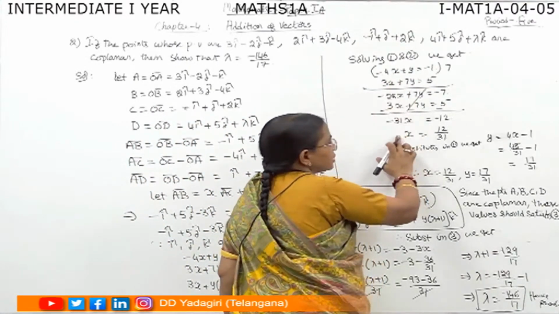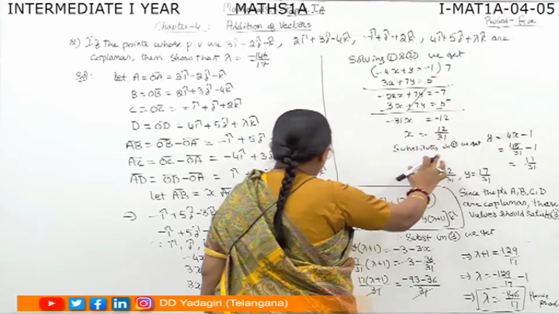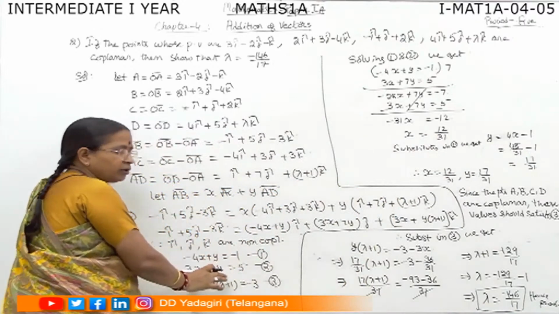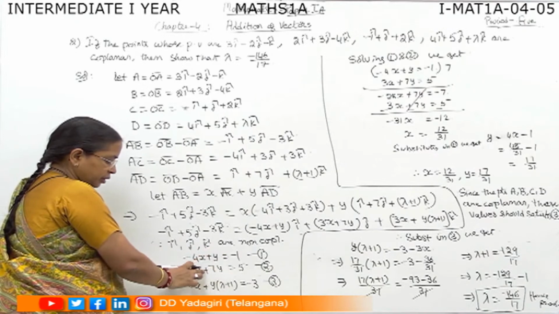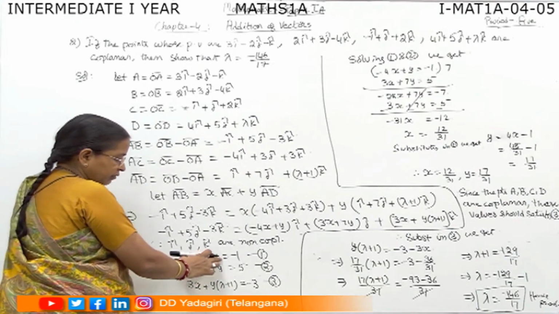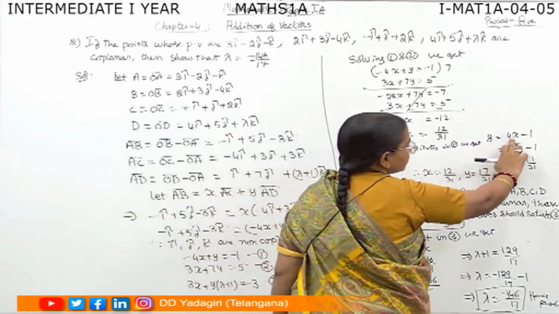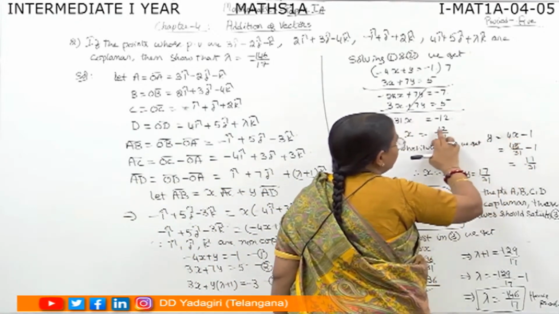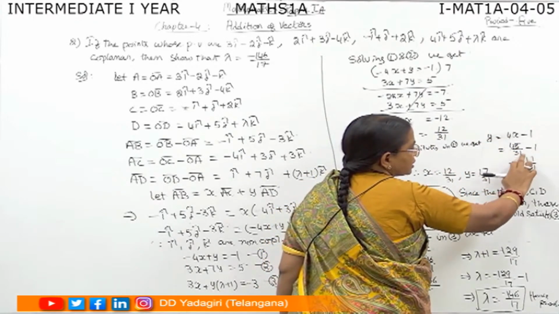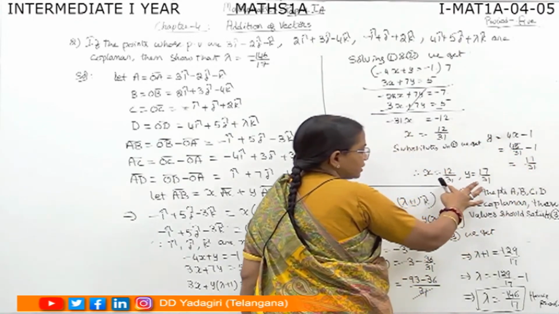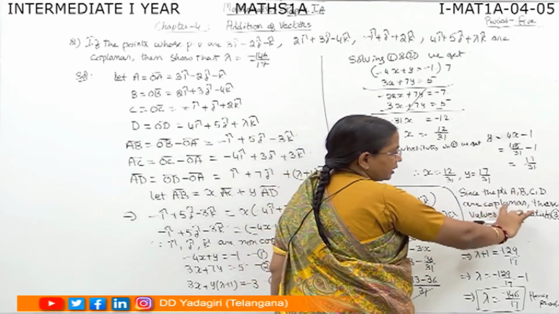We are solving, and this x value we got is 12 by 31. So we'll substitute this x value in the first equation. We should solve only 1 and 2. We should not touch the third one. So we'll substitute in the first equation. From this you'll get y is equal to 4x minus 1. So we'll substitute this x value, 12 into 4, 48 by 31. When you take the LCM and simplify, you'll get this. So these are the x and y values. Now you are given that the points A, B, C, D are coplanar.